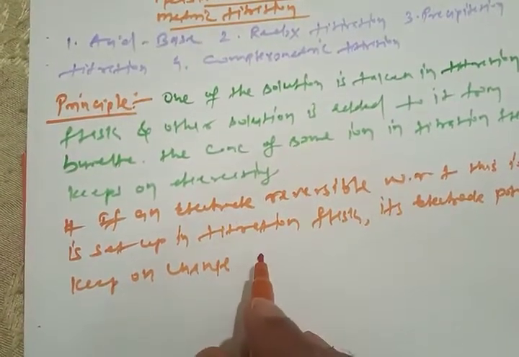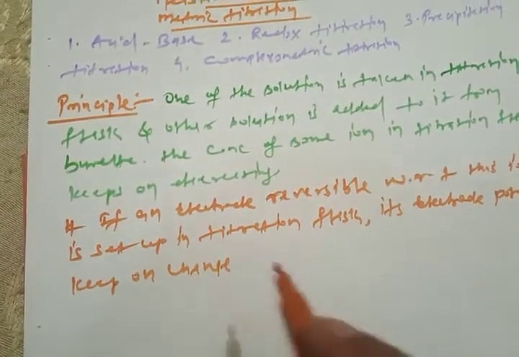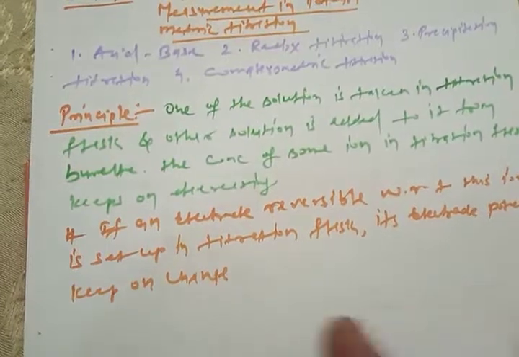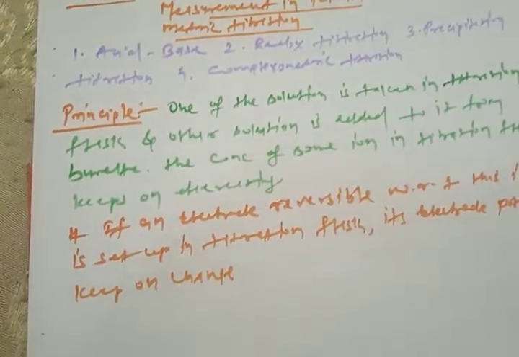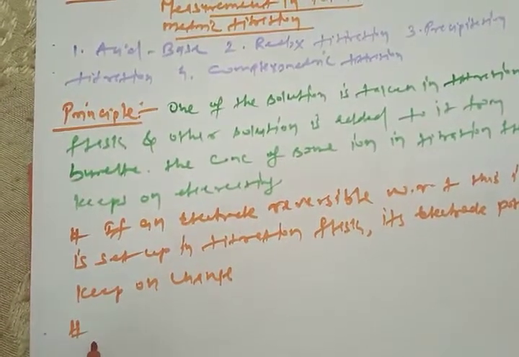And if the electrode set up in the titration flask is combined with another reference electrode, if this setup is combined with a reference electrode, what will we do then?